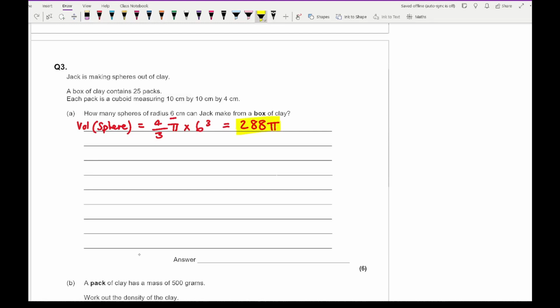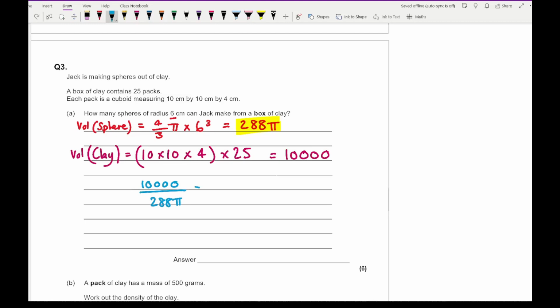The next thing I need to do is work out the volume of the clay. For this, it's going to be 10 by 10 by 4, and because I've got 25 packs, I need to multiply that by 25. If I type that in, I get 10,000. So the calculation I then need to do is 10,000 divided by 288 pi, and that gives me an answer of 11.05 and so on. So the final answer is going to be rounded down, so it's 11.